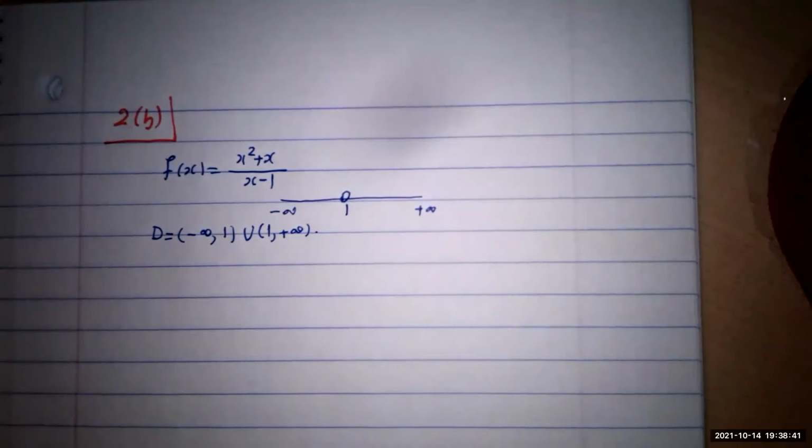So domain is very crucial. So we have to find the domain first. Now you differentiate. You must be careful. When you want to differentiate, you have to use the quotient rule only, okay? Quotient rule, derivative of the top times bottom minus the derivative of the bottom times top.